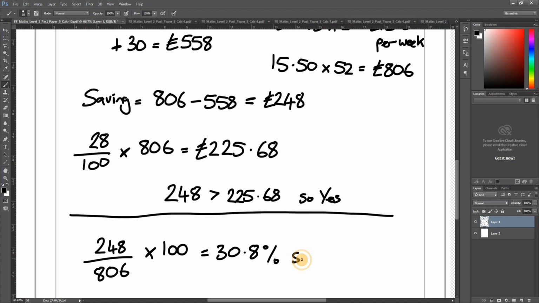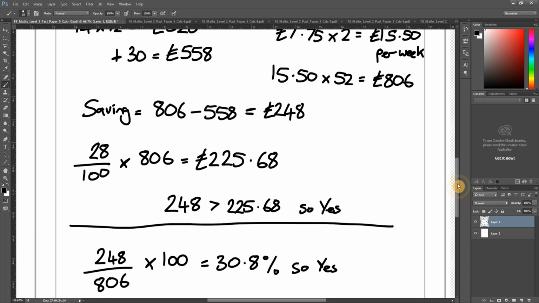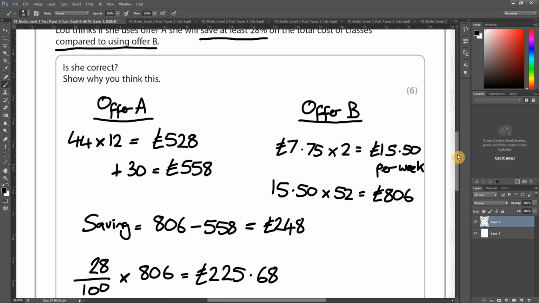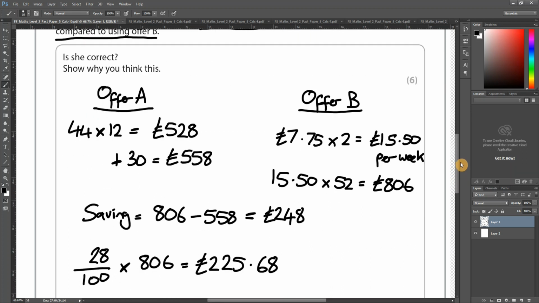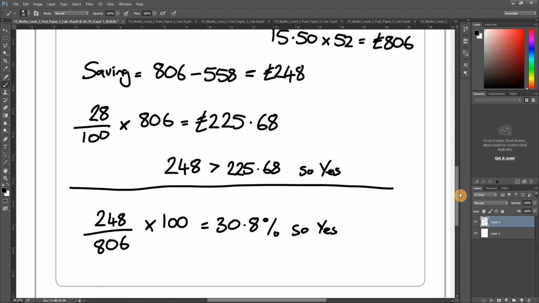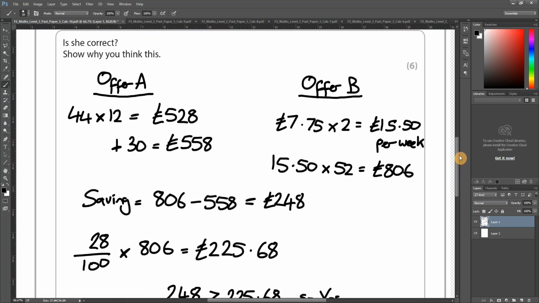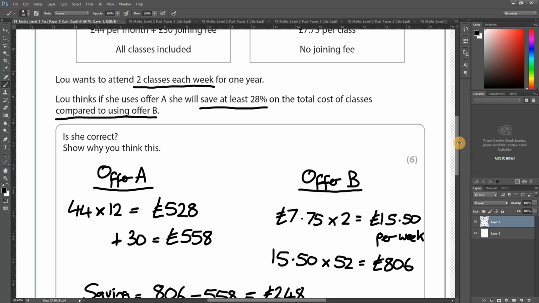So yes, because it's more than 28%. So a couple of ways of doing that. As long as you can show the saving is more than 28%, or it's at least 28%, that's good enough, and you get 6 marks for doing that. Yep, let's move on to the next question.